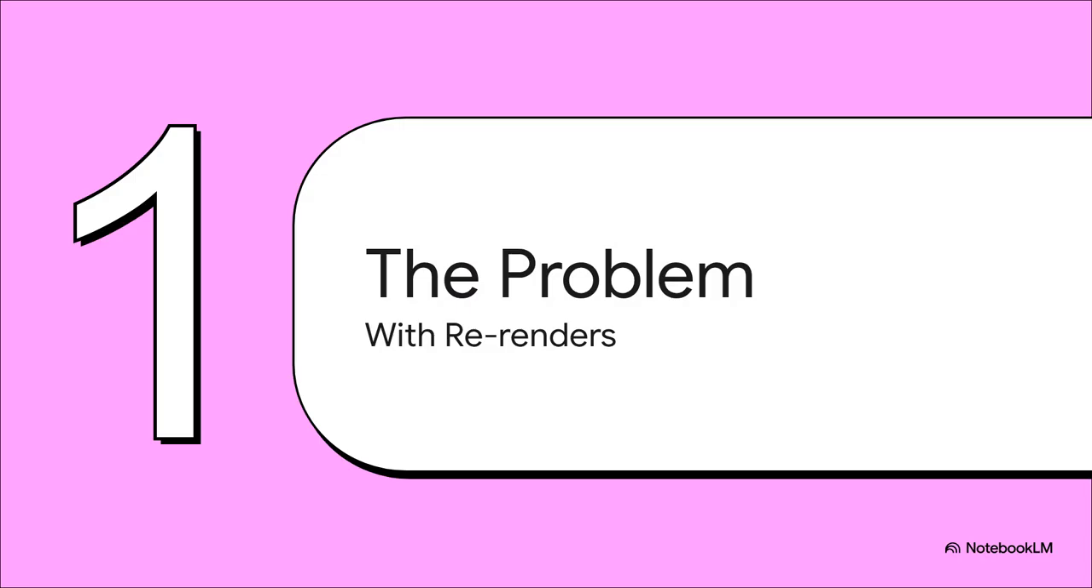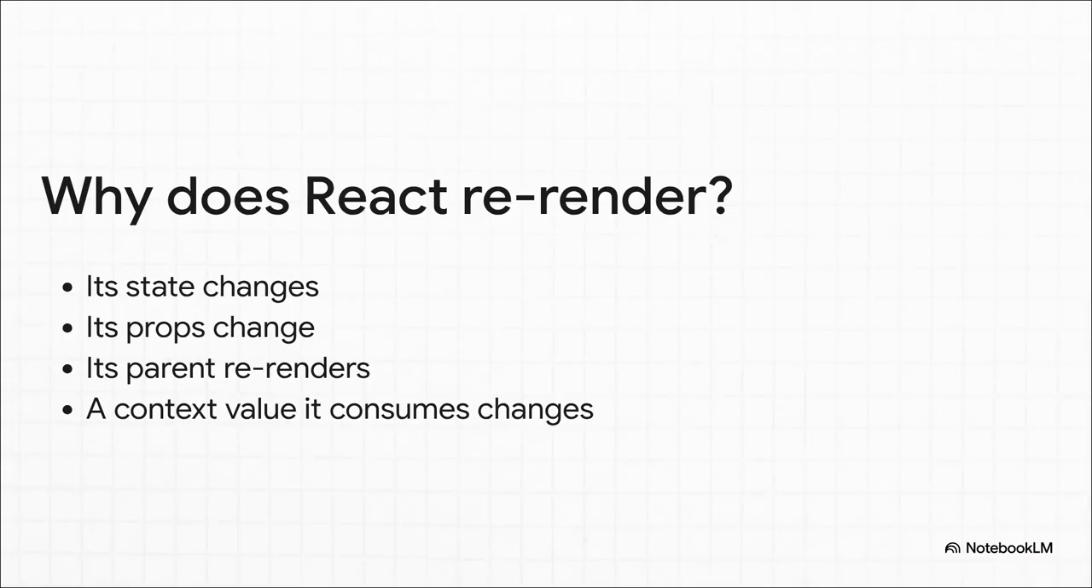Right. So before we can start fixing things, we got to understand what's actually broken. Let's take a quick look at why React decides to re-render a component in the first place. So why does a component bother to re-render? Well, the first couple of reasons are pretty obvious, right? If its own internal state changes, or if the props it gets from above change, it makes sense to update.